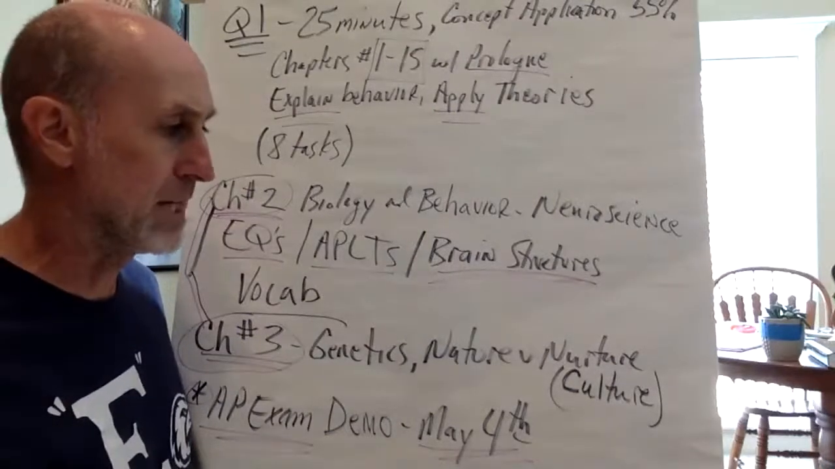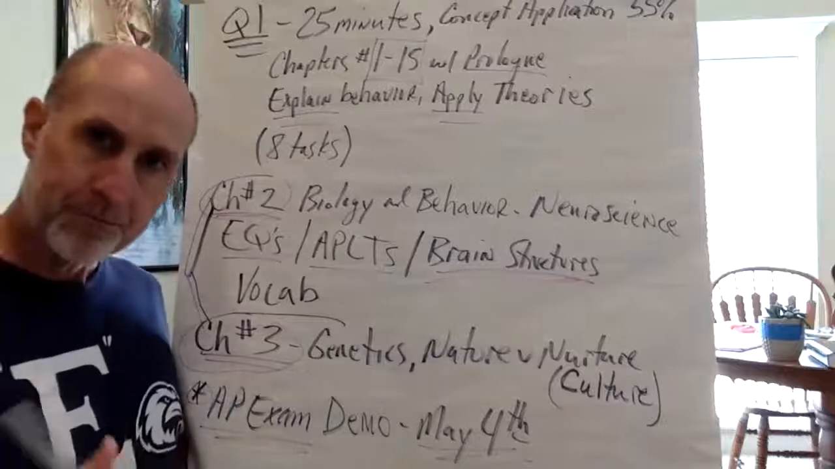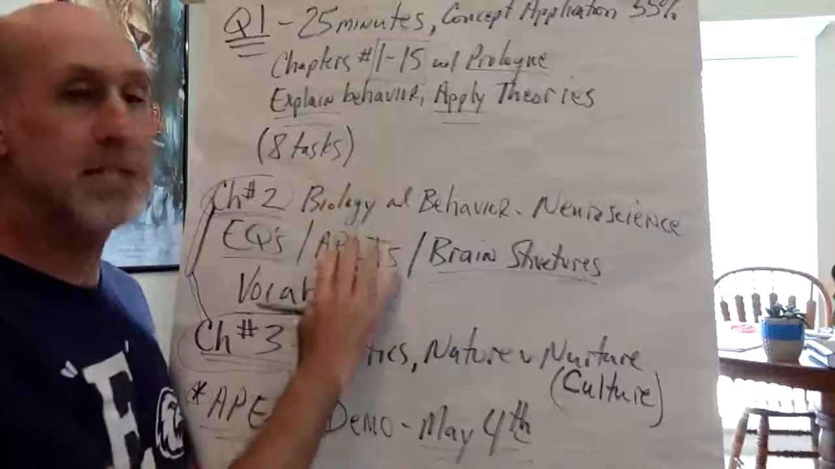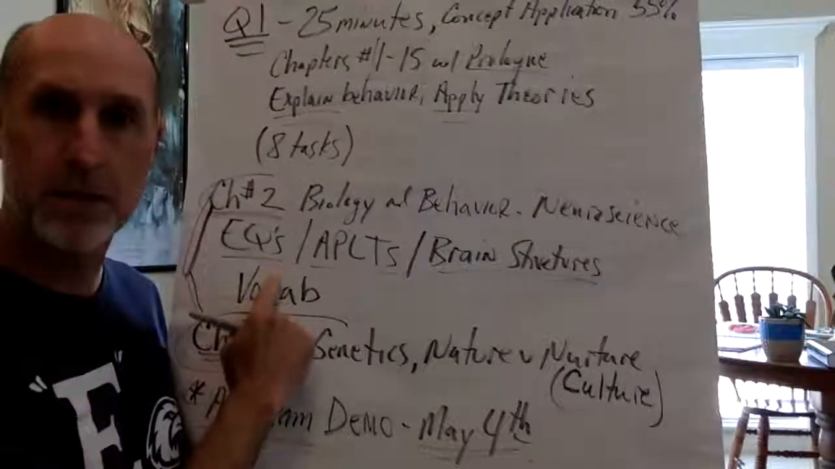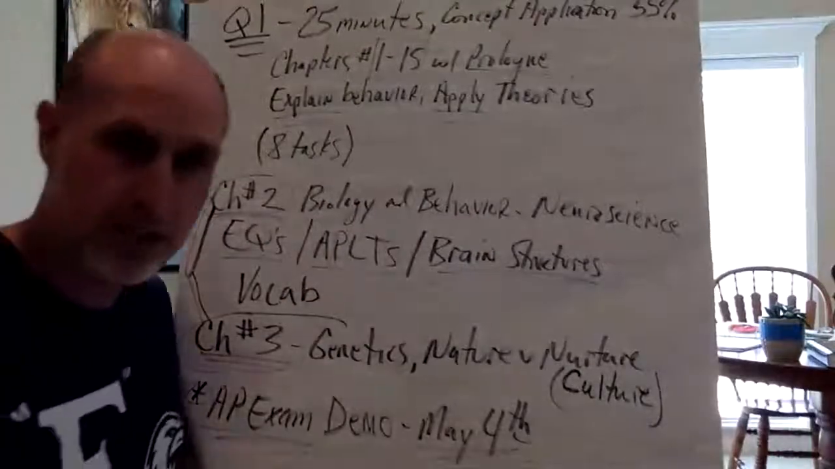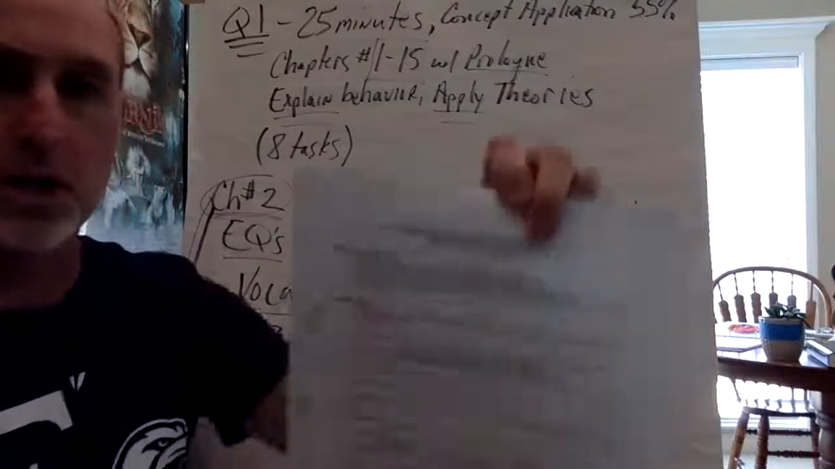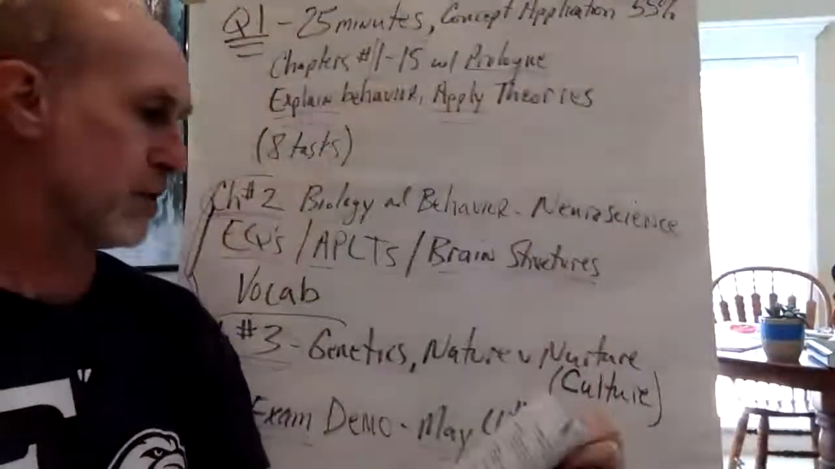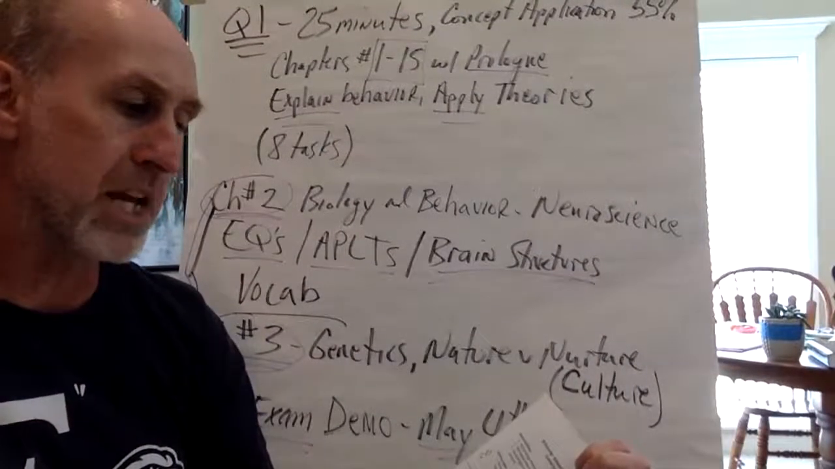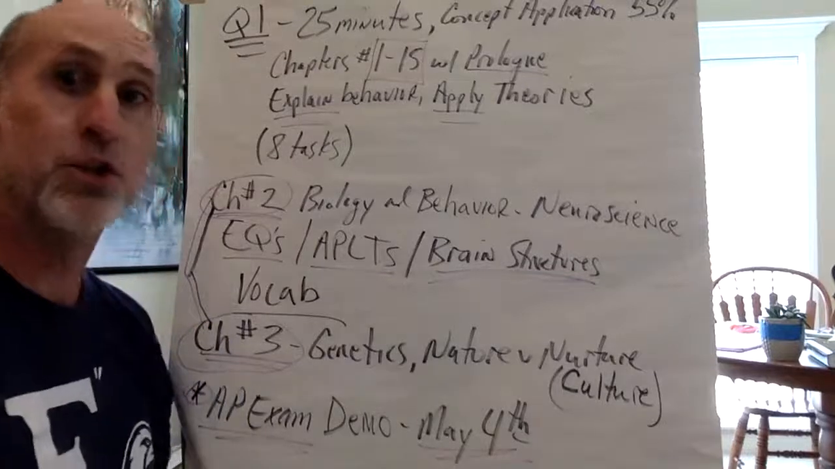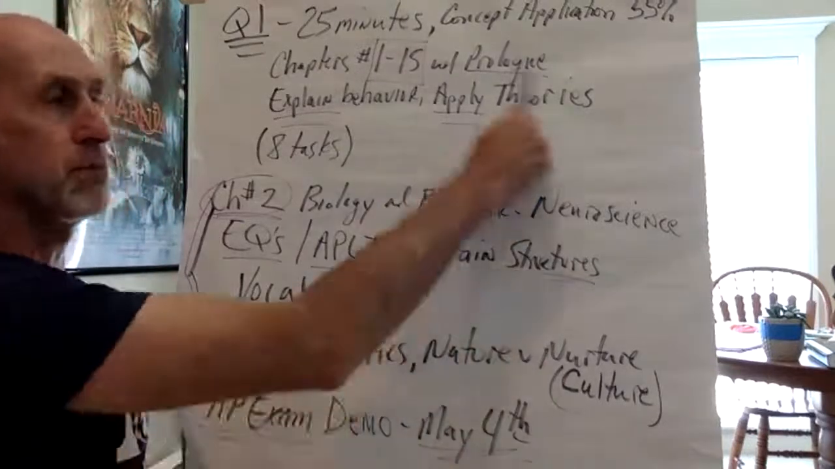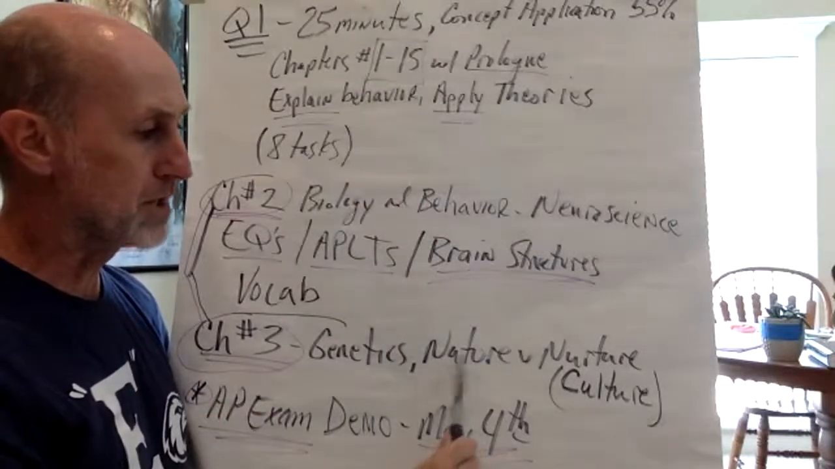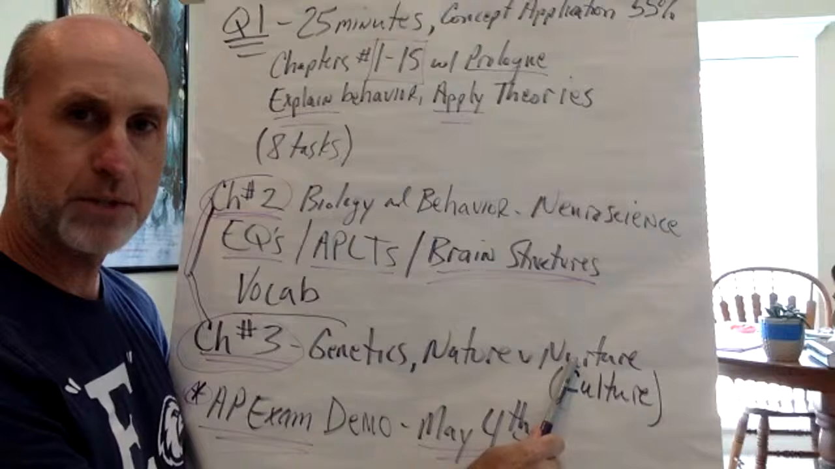If you want more of an example of what the questions are going to be like, look at your essential questions, because those are much more broad. There are 3 essential questions for this unit. The first one is, how can biology influence our behavior and mental processes? That's huge, but that would be like a question number 1. Although it probably would be more like, how does nature and nurture influence our behavior and mental processes?